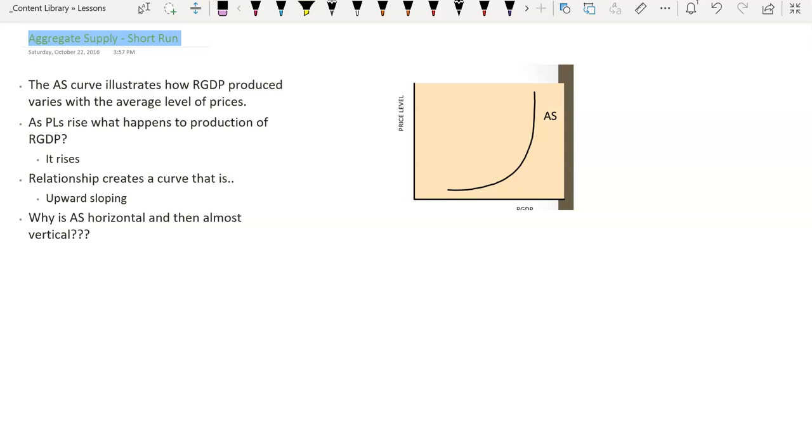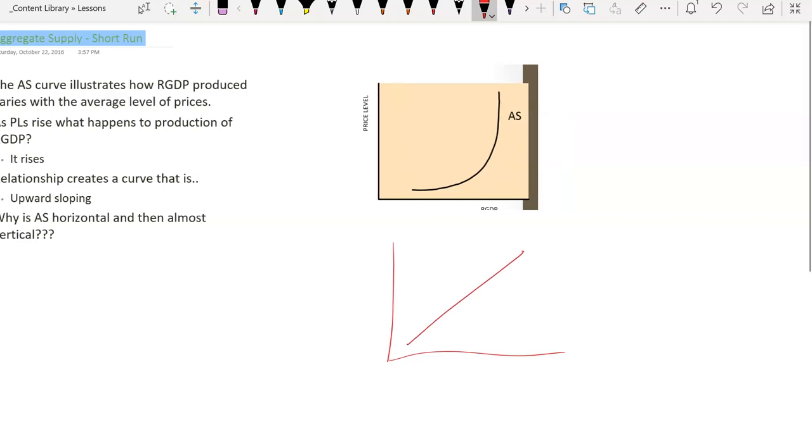But what you'll notice here is that over time, what happens? It becomes vertical, right? It's not necessarily like on the micro model, that supply curve, which I drew like this, right? It's much more curved up, right?